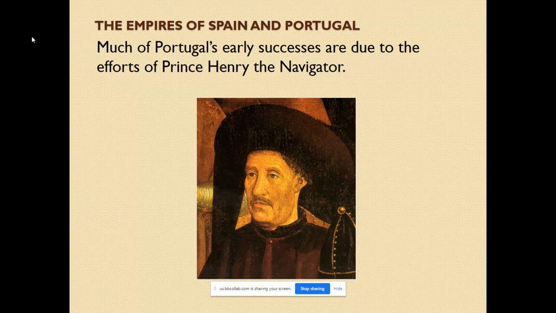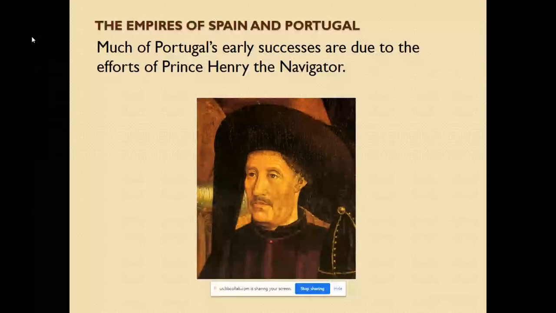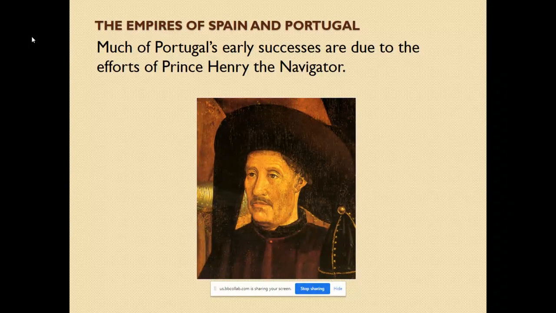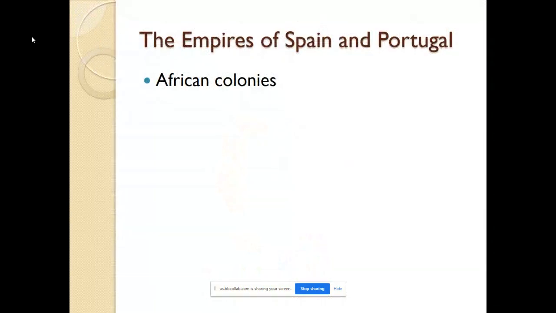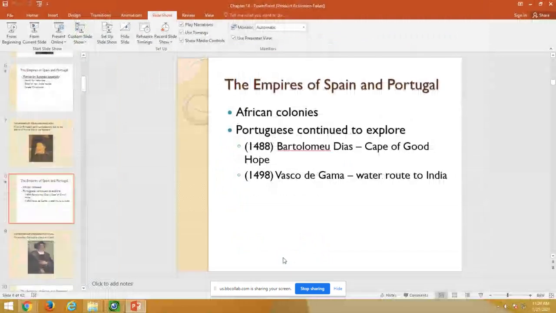So Portugal, they are forced to look overseas by geography. And the guy that really realizes this early on and begins developing a plan is Prince Henry the Navigator. For natural resources, new markets, new lands, so forth and so on. And the first place Portugal is going to look will be Africa. So, I'll come back to that in just a second.